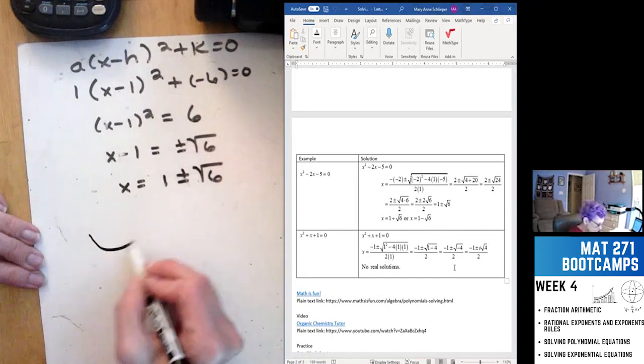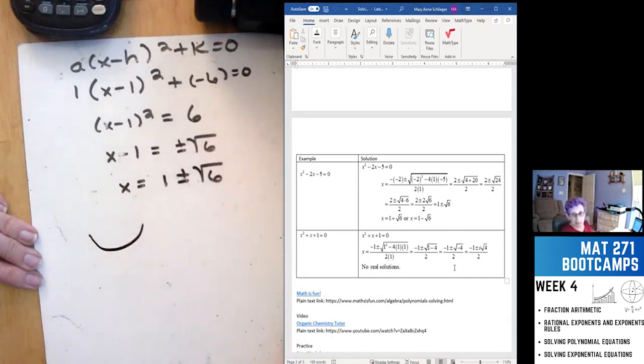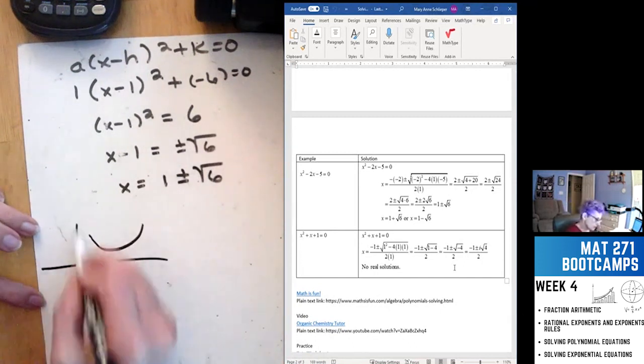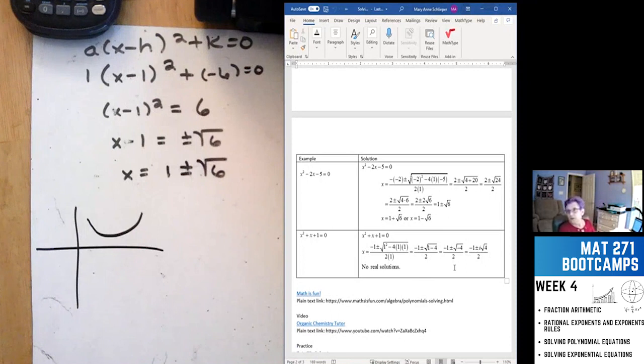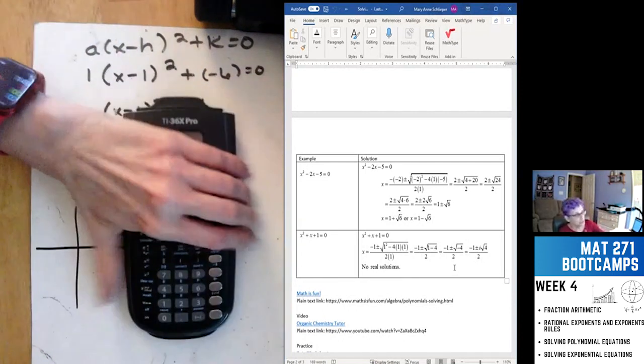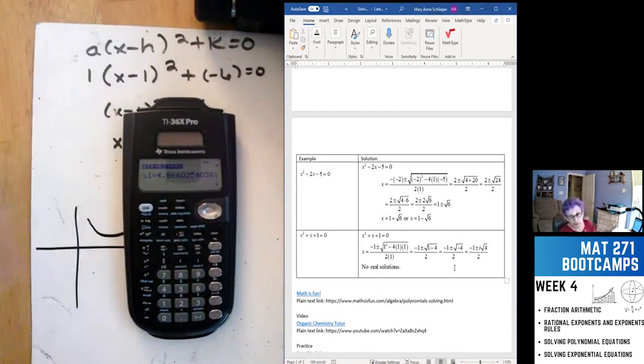That parabola, it's a happy parabola, so it's sitting above the x-axis somewhere. So feeling a little better about solving polynomial equations? Yes, definitely. Your calculator will solve cubics for you, but nothing any bigger than that.